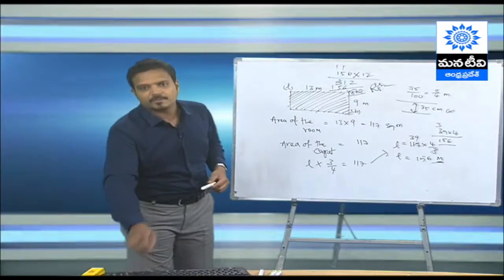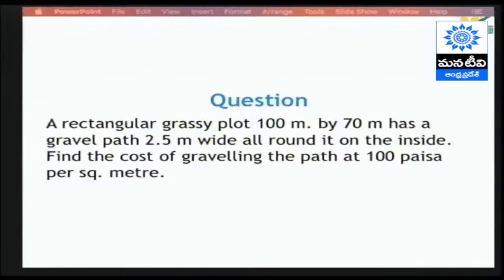Now let's see the next question. Okay, a rectangular grassy plot 100 meters by 70 meters. So 100 meters by 70 meters, it's once again a rectangle, we know that. So 100 meters acts as the length and 70 meters acts as the width. Has a gravel path 2.5 meters wide all round on the inside. Find the cost of graveling the path at 100 paise per square meter.